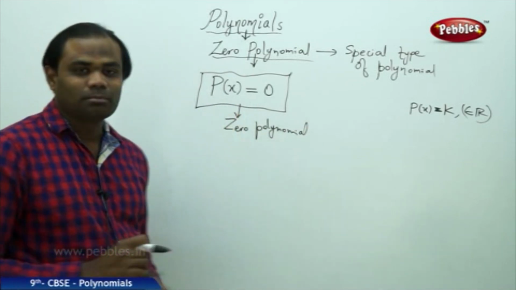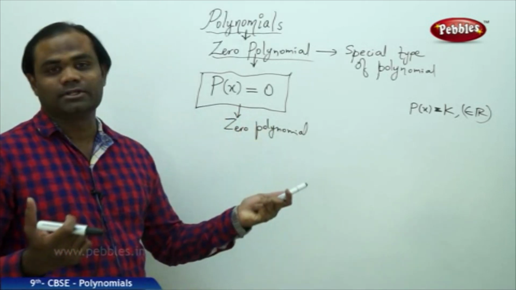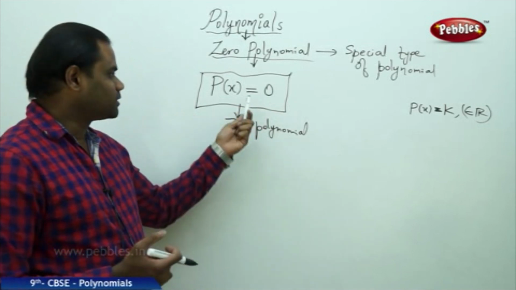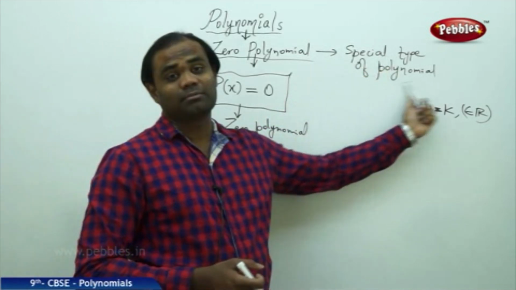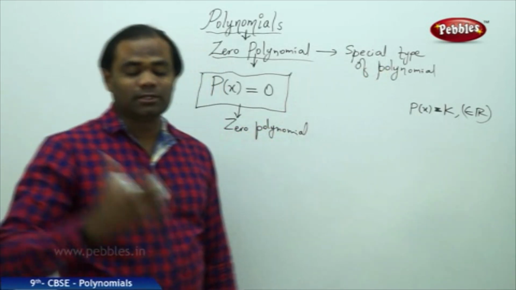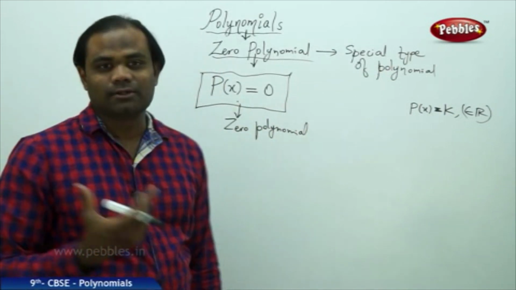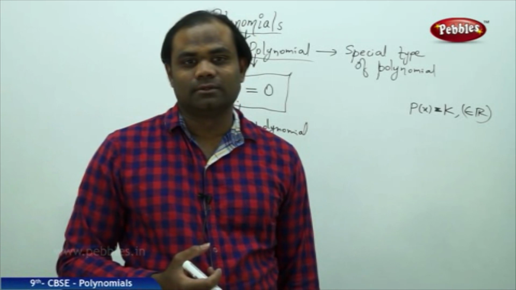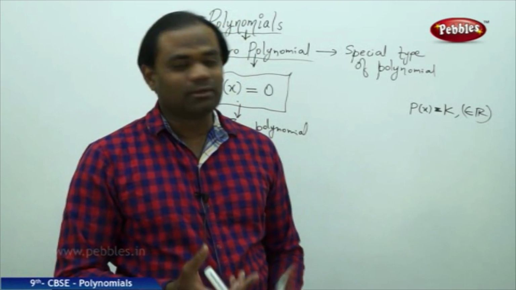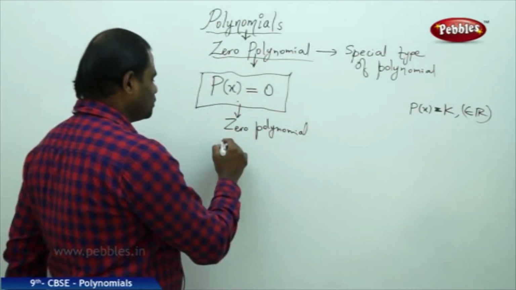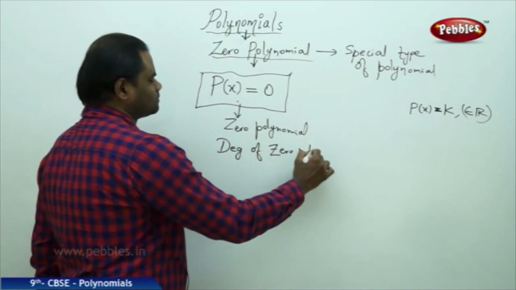Now the coefficient of a zero polynomial is not defined because anything multiplied with 0 is 0. So we have the coefficient itself being 0, so we take it as an exceptional case, and hence it is a special type of the polynomial, which we're going to learn in higher classes. So zero polynomial is the constant 0 itself. What is its degree? The degree of a constant polynomial is 0, and hence the degree of the zero polynomial is also 0.